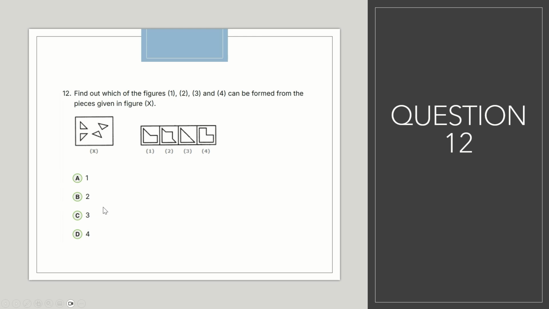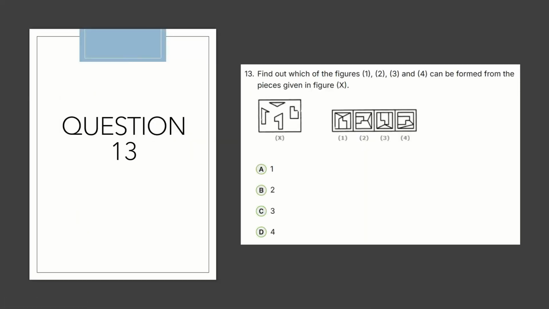Okay, then just to go through figure 4 to see why it's not our answer. We can see that for figure 4, we'll need 1, 2, 3, 4, 5, 6, 5 pieces to have this figure. So our answer is option 3. Okay, and then this will be our last question.